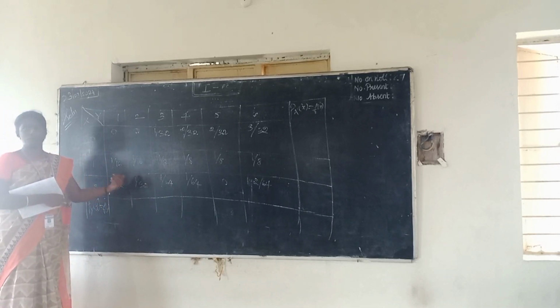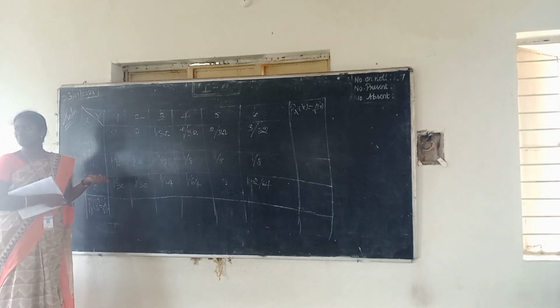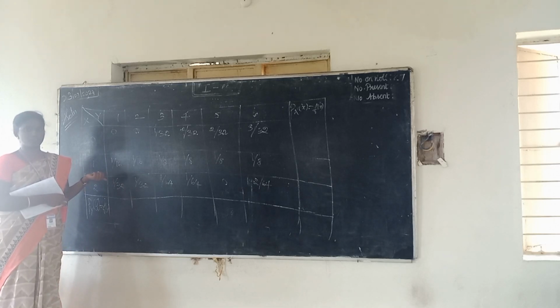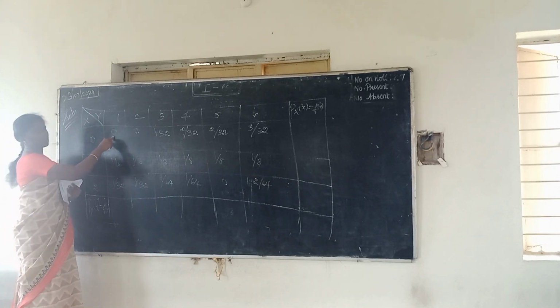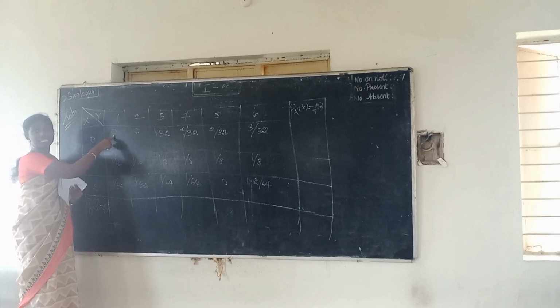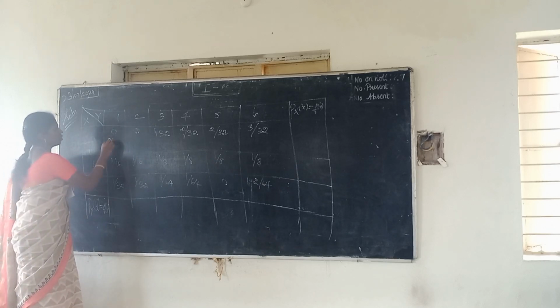Step, okay? What are these values? Anyone remember? Joint probability distribution, okay? So what is this one? How can you represent it? P of 0, 1. Next step.